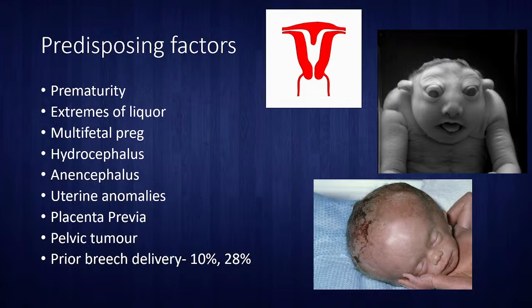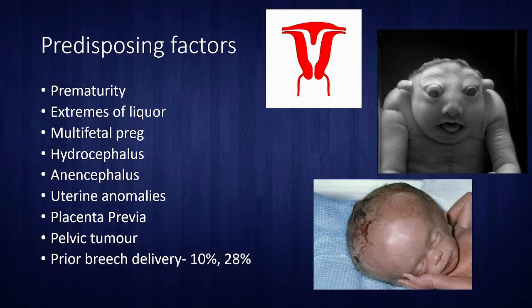Then hydrocephalus: the baby's head is very big, so it may not go into the pelvis, it may float around, so it may be a breech presentation. Then anencephalus. Here, anencephalus means the vertex of the head is not there. So, in that case also there will be no resistance for the movement, and the fetus may be in the breech presentation.